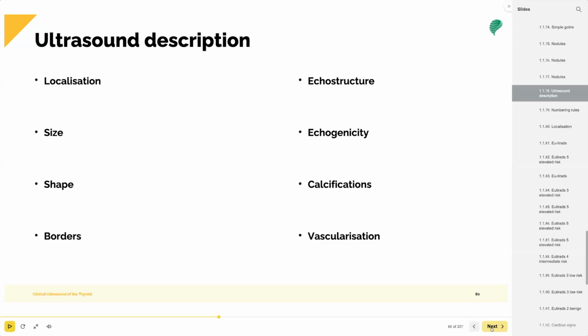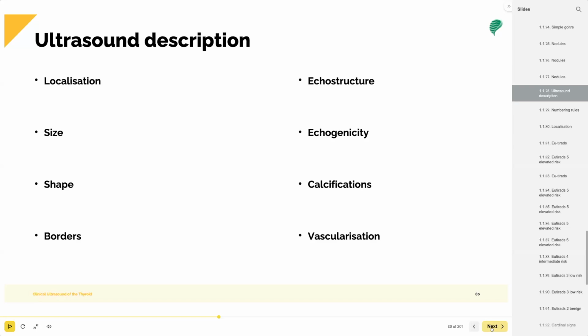So localization is very important to note in your thyroid report if you're finding a nodule. The size is very important. So you're going to measure length, width, and height. You're going to make note of the shape. Is the nodule more ovoid, more round? Are the borders more discrete? Are the borders irregular? The echo structure, is the nodule more hyperechoic, more hypoechoic? Is it mixed? The echogenicity, are there calcifications within, which is very important?